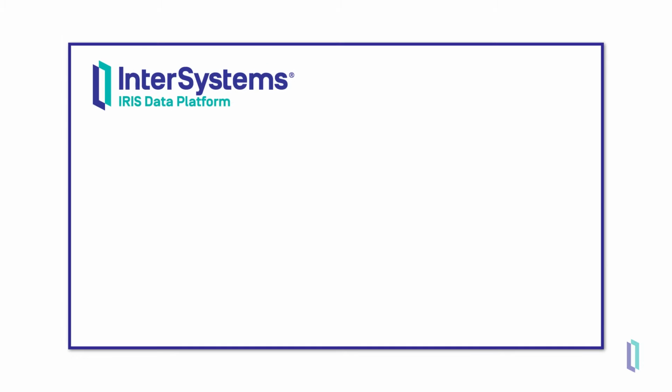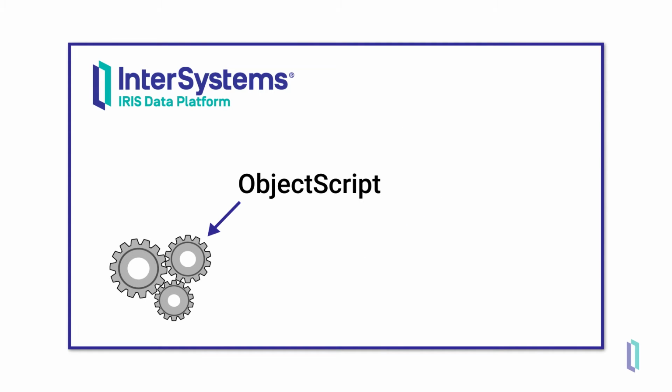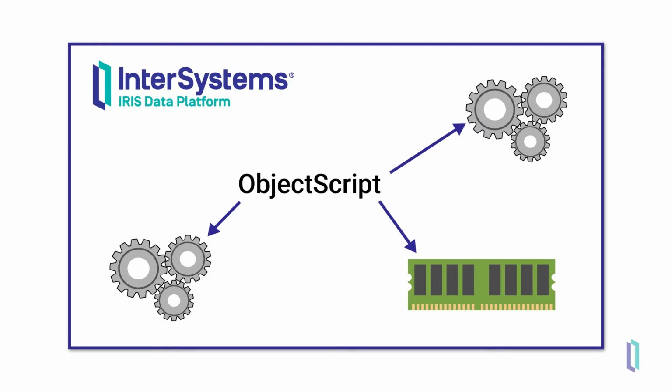As you may know, InterSystems IRIS comes with a powerful built-in programming language called ObjectScript that is interpreted, compiled, and run inside the data platform. Because ObjectScript executes within the context of InterSystems IRIS, it has direct access to the memory and procedure calls of the data platform. The opposite is also true.